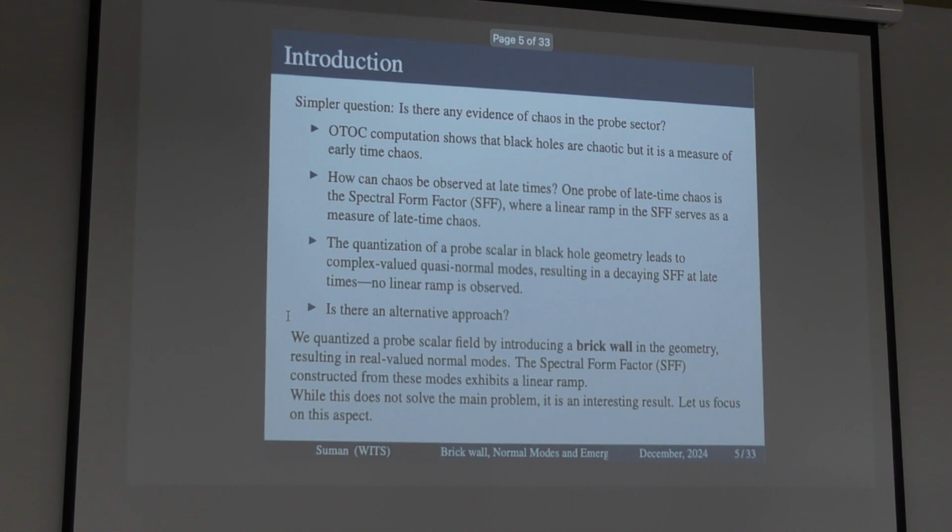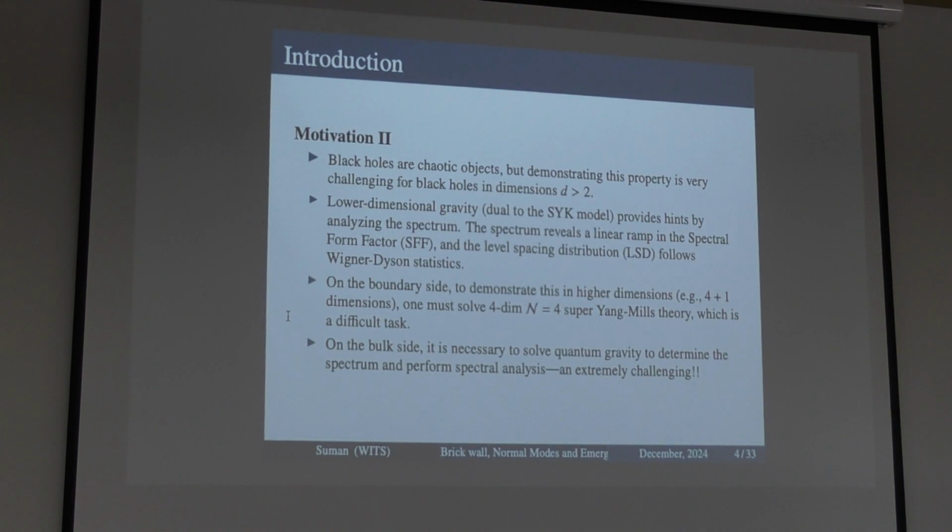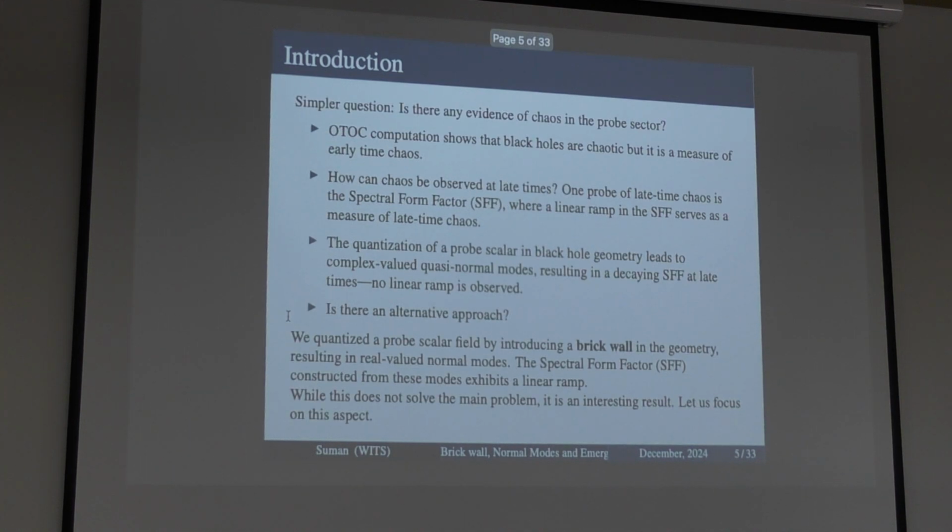I didn't understand this question. You could just compute the bulk out-of-time-order correlator, right? You don't usually use the spectrum. Yes, I see. So, a simpler question is, is there any evidence in the probe sector?